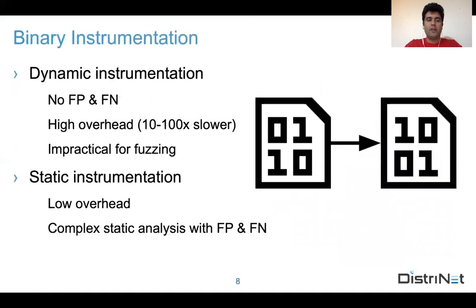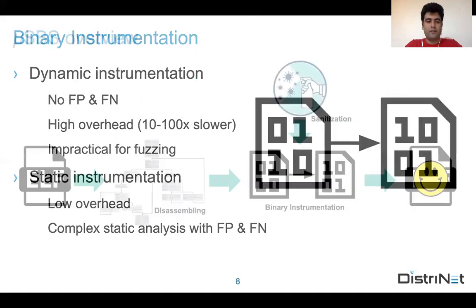There are 2 ways for binary sanitization. The first one is dynamic instrumentation, which translates the firmware at runtime, and it has no false positives and false negatives. But the negative point about this method is that it incurs high overhead to the application, which is really impractical for fuzzing such kind of devices. The second one is static instrumentation that has low overhead, but because of some complex static analysis, it has some false positives or false negatives.